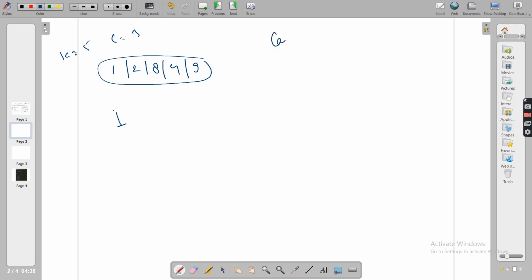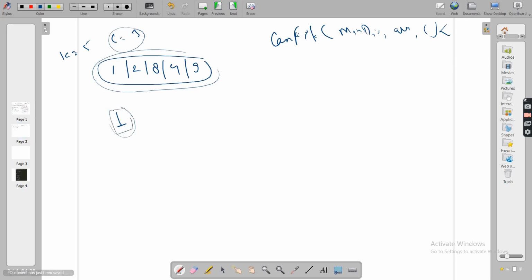I make a function canFit, and it will take all these arguments: it will take this array of positions, your number of cows, and your current minimum distance, the minimum distance that you need right now. Because you want to maximize the minimum distance, we will go with, let's say, 1. So can you put all the cows in such a way that the distance between them is at least 1?